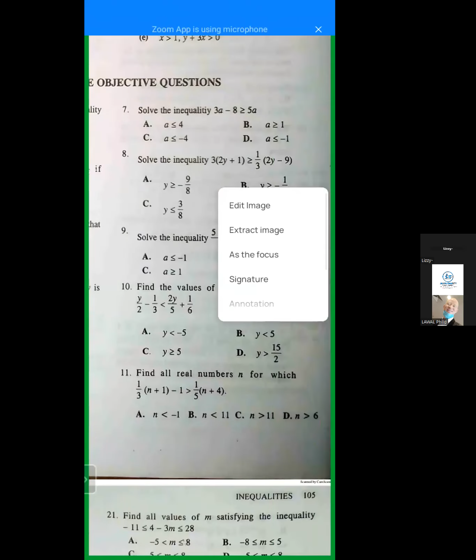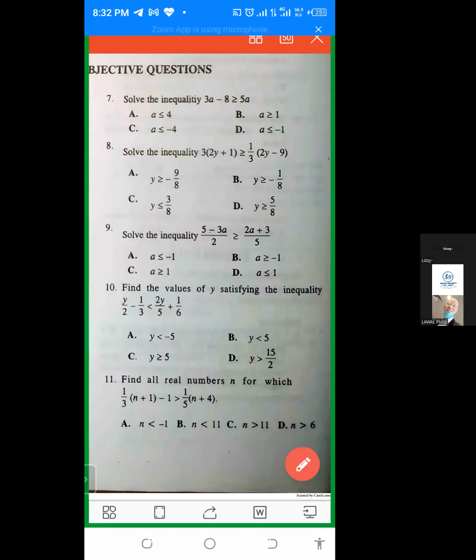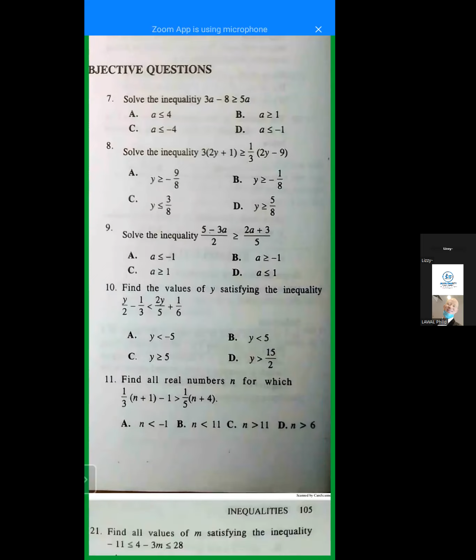These are questions. You can also screen grab this. You can screen grab. These are questions. Find the values of y satisfying the inequalities. You can deal with all of this. Find all the real values. I love this question 11. Find all the real numbers for which this is greater than this. And then the options are there.